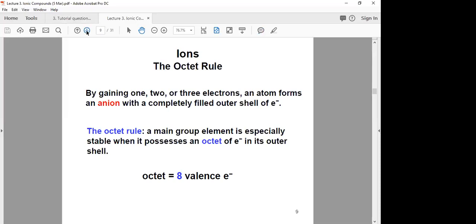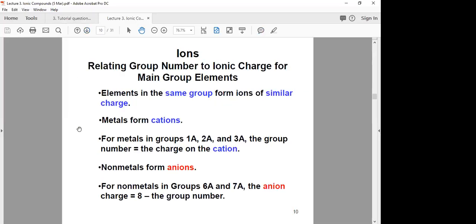And this is a very common theme that you see when atoms of particular elements are losing or gaining electrons. They seem to want to achieve that octet of electrons. All right, so now let's look at how we relate the group number on the periodic table to the ionic charge that's formed for the main group elements. Elements in the same group tend to form ions of similar charge or the same type of charge.